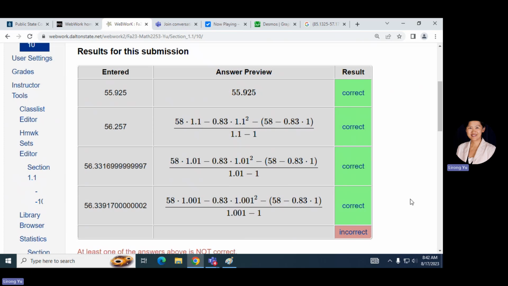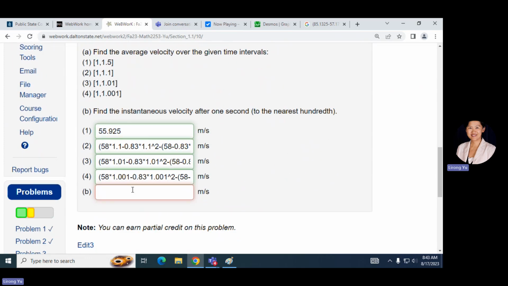We have not talked about the derivative calculation formula, so right now we have no formula to work with. All we work with are these numbers. So we're using these numbers as an indication of where everything is going. So the slope is 56.339, or 56.34, according to numerical calculations.